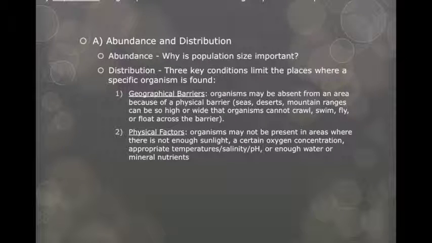Second is physical barriers or physical factors. This is a situation where organisms may not be present in areas where there's not enough sunlight, a certain oxygen concentration, appropriate temperatures or salinity or pH, or enough water or mineral nutrients. Those abiotic factors can limit where some organisms can be distributed.